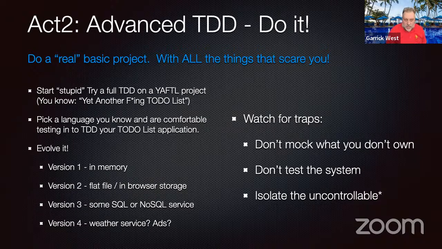A couple of traps to watch for. Not mocking what you don't own. Don't test the system itself. Isolate things that are uncontrollable. What's uncontrollable? Well, random number generators, the system clock. There's a long-standing pattern called the mock clock. For the love of dog, don't just reach out to system time and do something. Put a barrier in there. Make it inaccessible for a good reason, and that reason is testability.